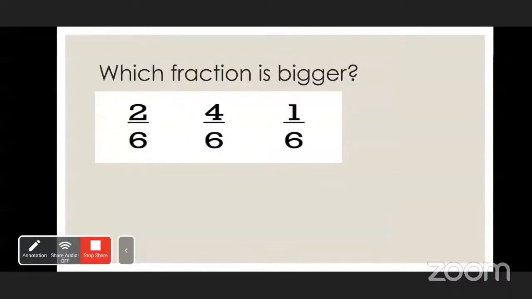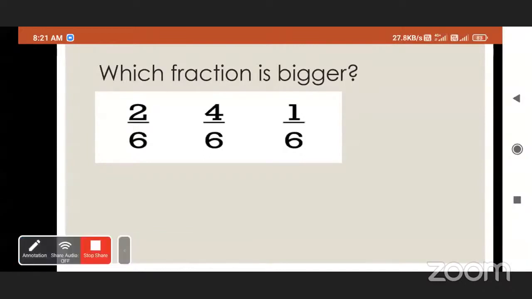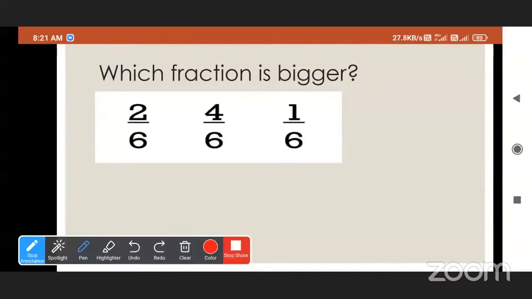Now see which fraction is bigger. 4 upon 6, because in like fractions, when the numerator is bigger, then that fraction is bigger. In like fractions, if the numerator is greater, then the fraction is greater, and if the numerator is smaller, then it will be smaller. So 4 upon 6 is the right one.